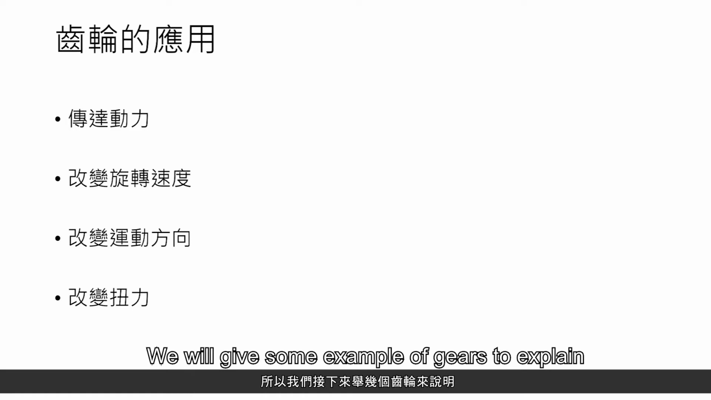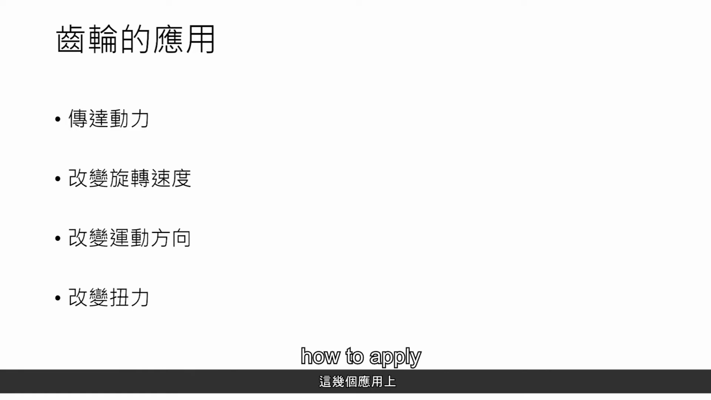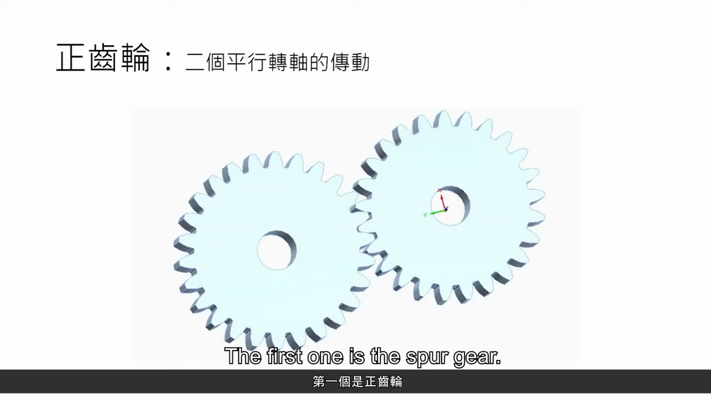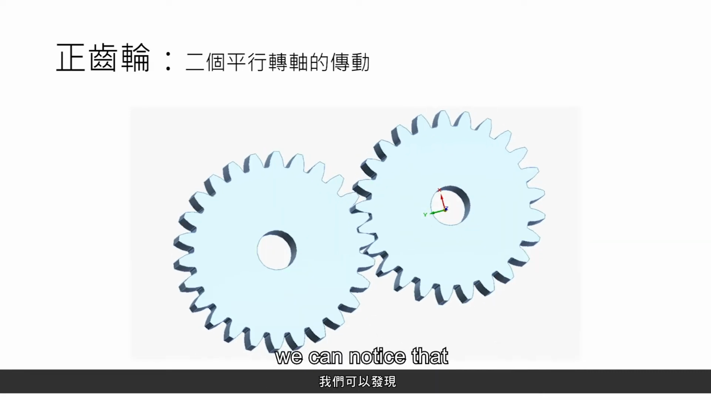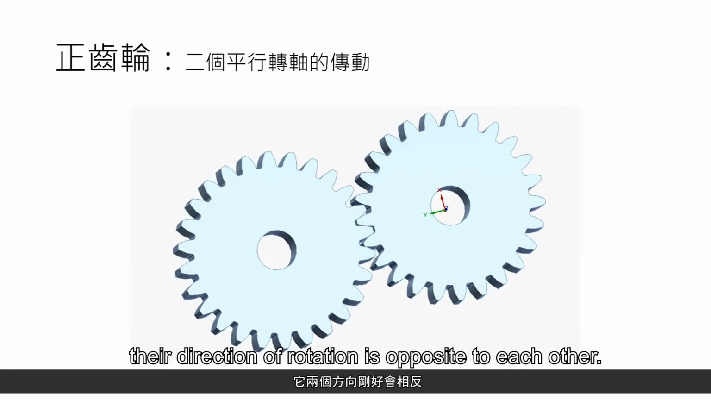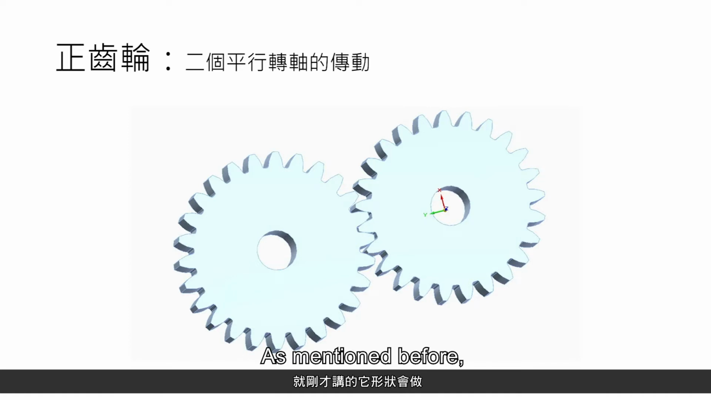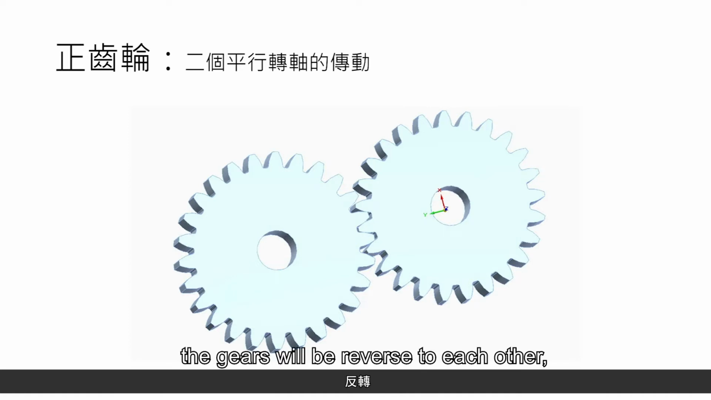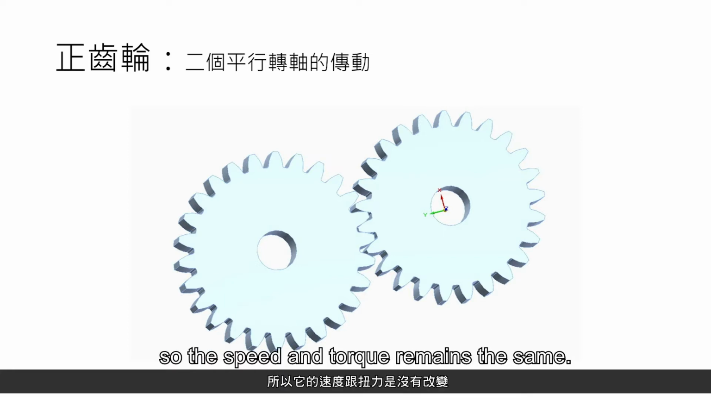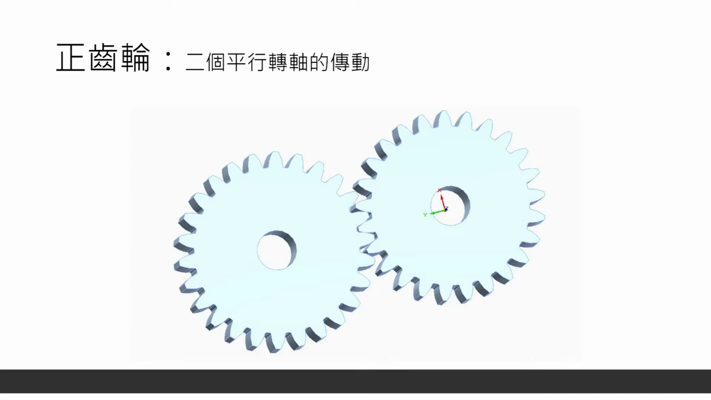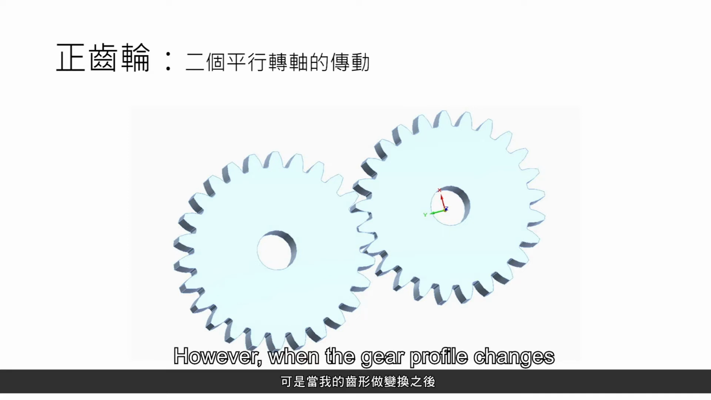We will give some examples of gears to explain how to apply them. The first one is the spur gear. The spur gears have two parallel axles rotating. When these two gears are rotating, we can notice that the direction of rotation is opposite to each other, as mentioned before. The gears will be reversed to each other, which is the purpose of a spur gear. There's no difference in size. There's no big gear with a small gear, so the speed and torque remain the same. However, when the gear profile changes, the torque will change as well.